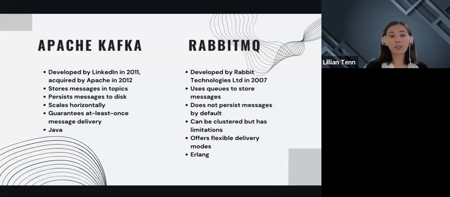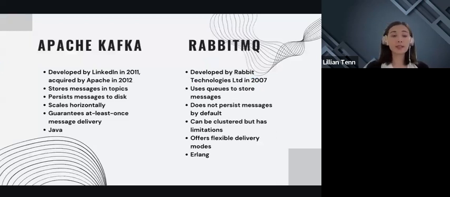Kafka persists messages to a disk, which is ideal for scenarios requiring long-term storage. RabbitMQ, on the other hand, supports message persistence, but doesn't store messages to a disk by default. In terms of scalability, Kafka effectively scales horizontally across clusters, which is very useful for handling big data and high loads. RabbitMQ, on the other hand, can be clustered for high availability, but it also has some limitations in scalability compared to Kafka.